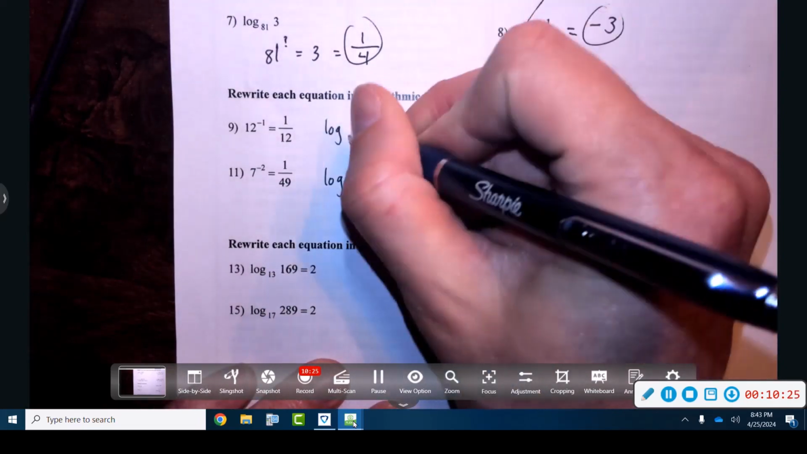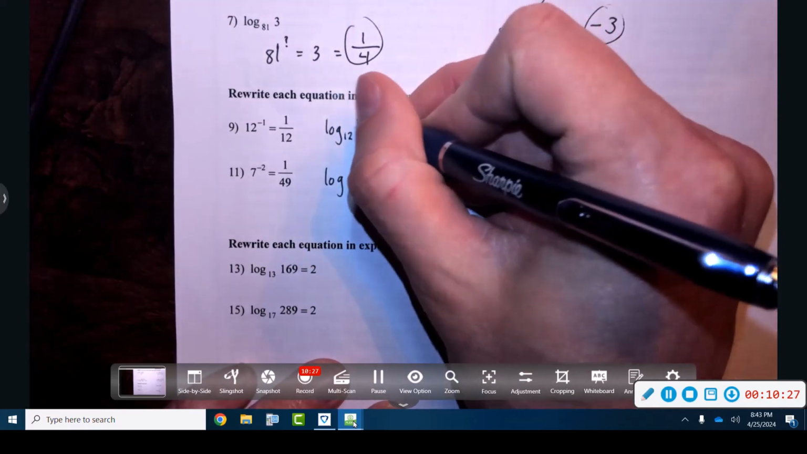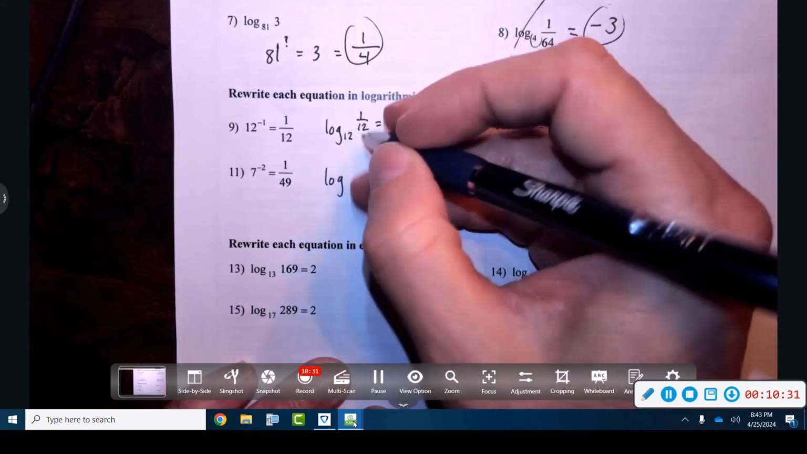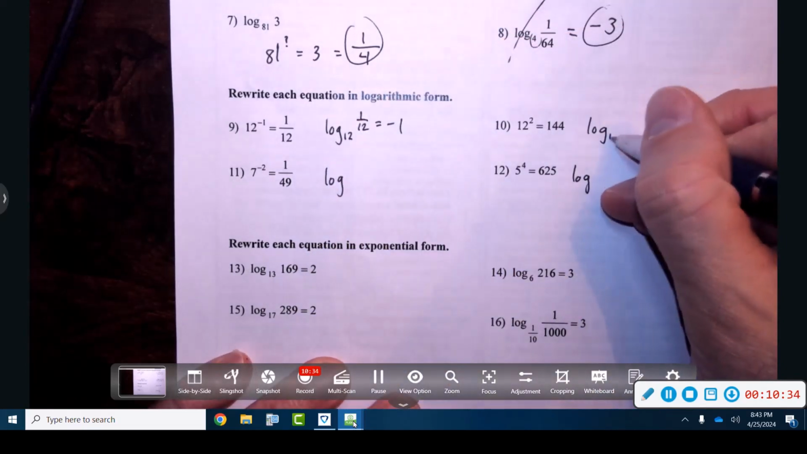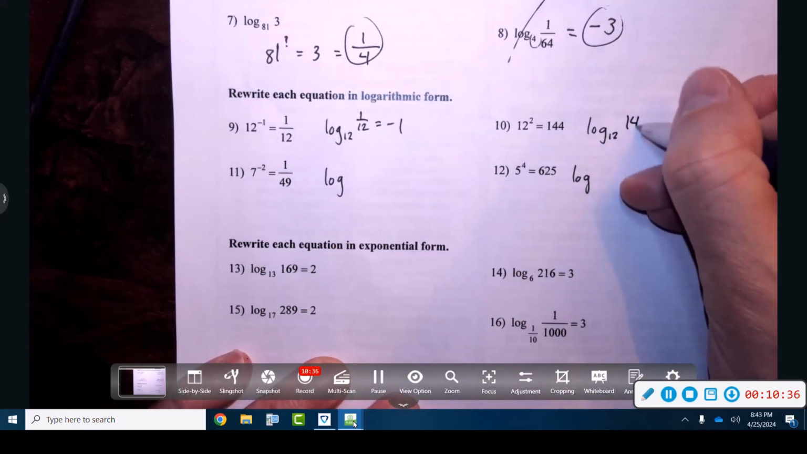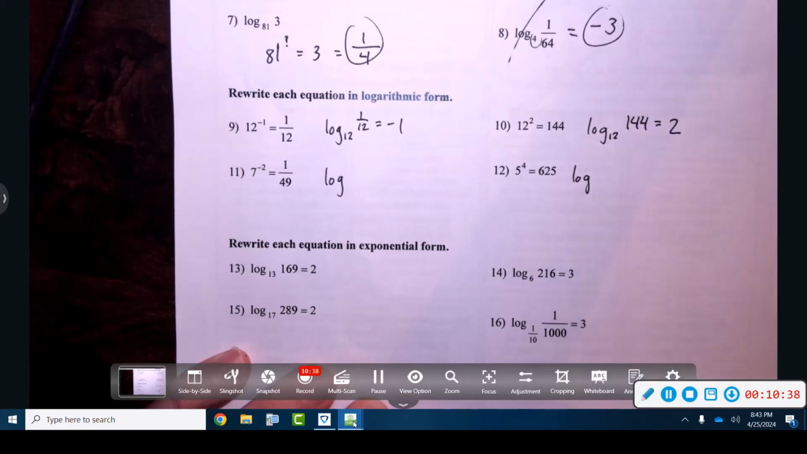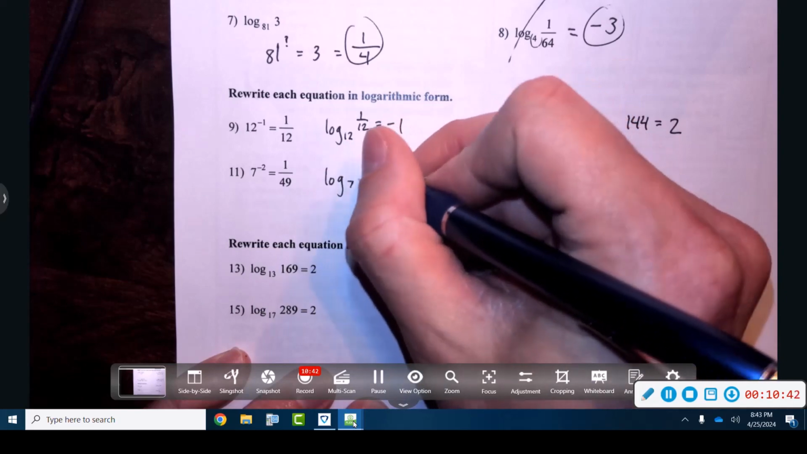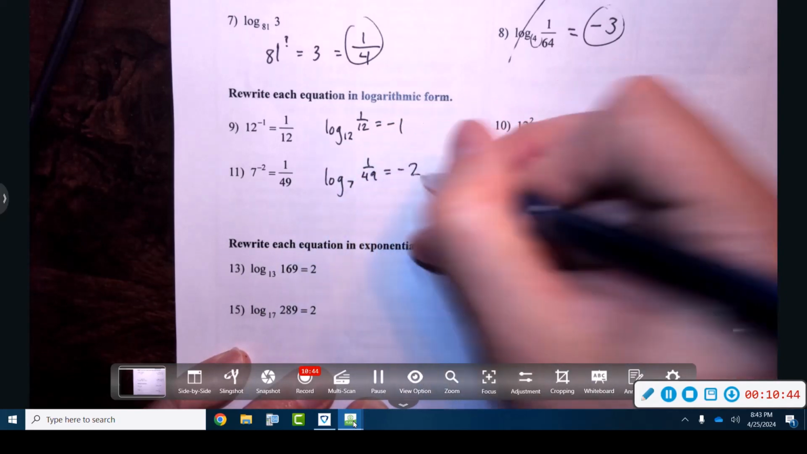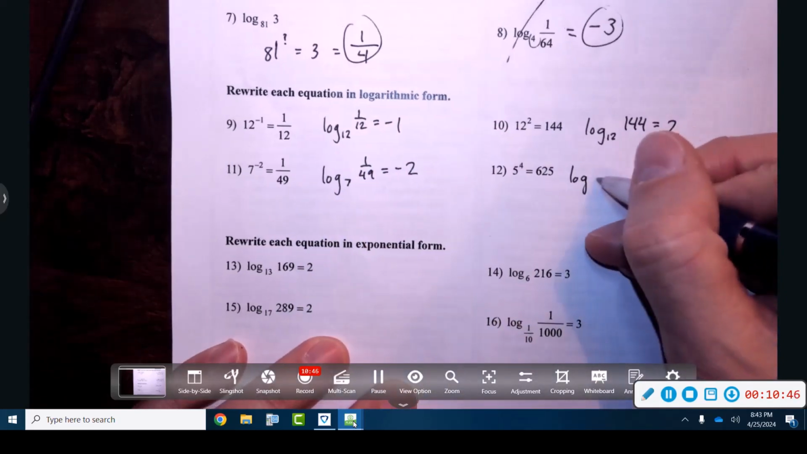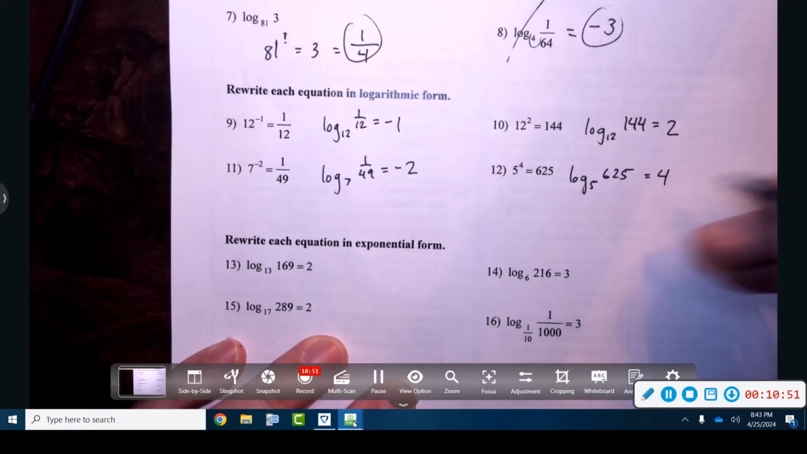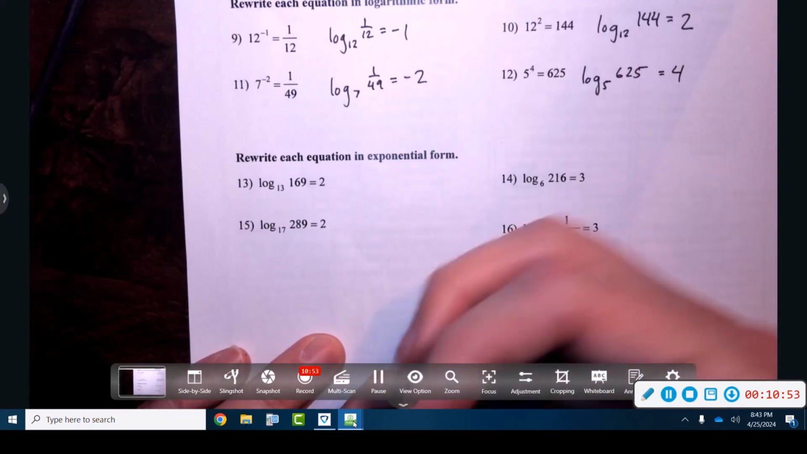All right, so I have a base of 12, and I need to change it to 1/12. So what is the exponent? I have number 10. I have a log base 12 that needs to go to 144, and 2 is the exponent. Okay, the log base 7 needs to become 1 over 49, and that exponent is -2. And finally, the log base 5 to turn into 625 must equal 4. Go in the other direction.